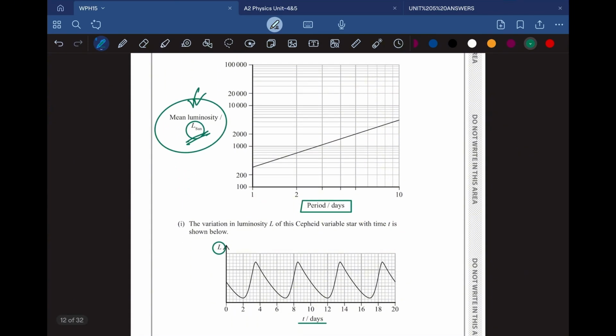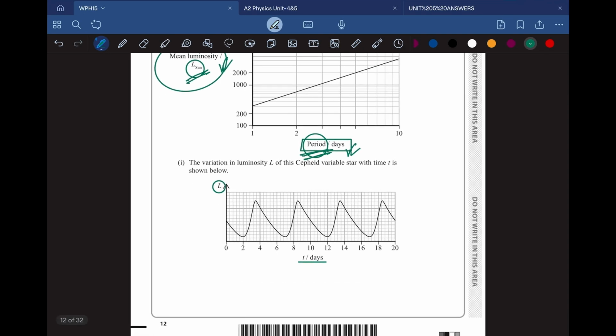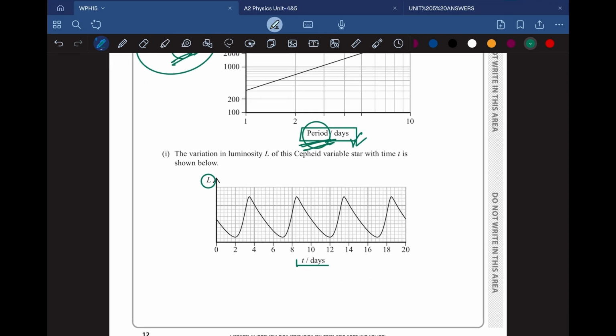To figure out this mean luminosity from the graph on the y-axis, we have to know the x-axis first, right? We will figure out the x-axis and then we will figure out the mean luminosity, as the corresponding value of this period will be the corresponding value of the mean luminosity. So first of all, we have to figure out the time period. But here they have given us the time taken. So we will use this time taken to figure out the time period.